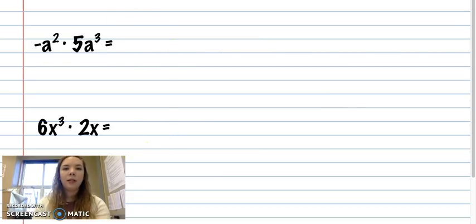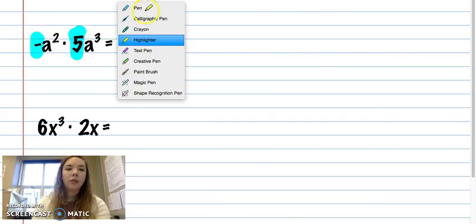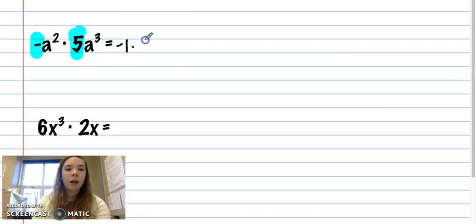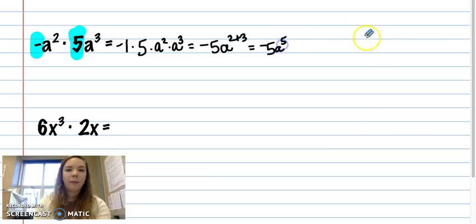All right, a couple more examples of that same type. Again, I have some coefficients, some numbers in front. So this is a -1. This is a 5. So I'm going to rearrange it so that I have -1 times 5 times a squared times a cubed. So this, if I multiply it together, would be -5. Then I have to add my exponents. So I have -5a to the 5th power.